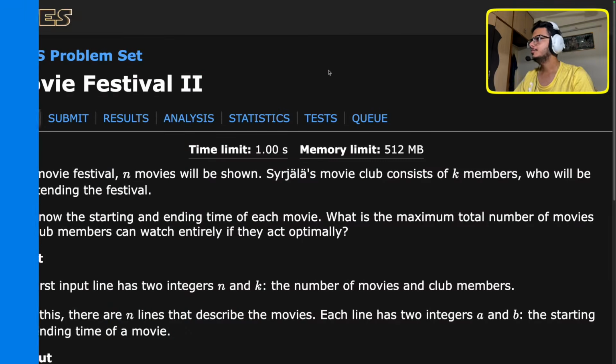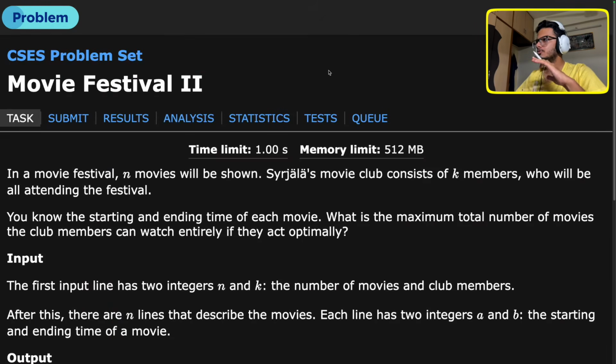Let's begin. Let me read out the question for you. In a movie festival, N movies will be shown. The movie club consists of K members who will all be attending the festival. You know the starting and ending time of each movie. What is the maximum total number of movies the club members can watch entirely if they act optimally? In other words, two club members can watch two different movies at the same time, right?